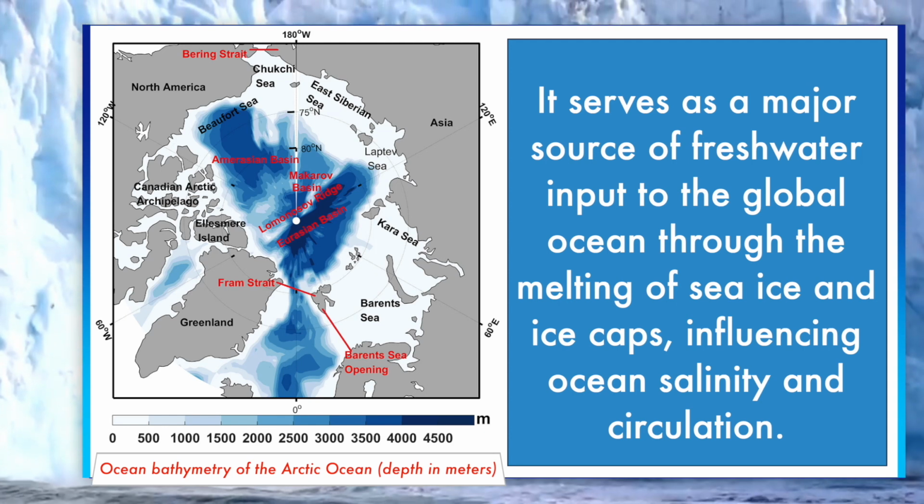Now we will discuss the image which has been given. It is related to the bathymetry, the ocean depth in meters. There you can see some very important points which are marked in red, for example the Bering Strait, the Fram Strait, the Barents Sea opening, and some of the seas which are a very important part of the ocean. Now we will discuss some important aspects related to this particular image.